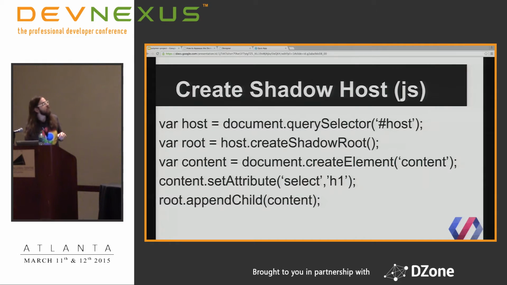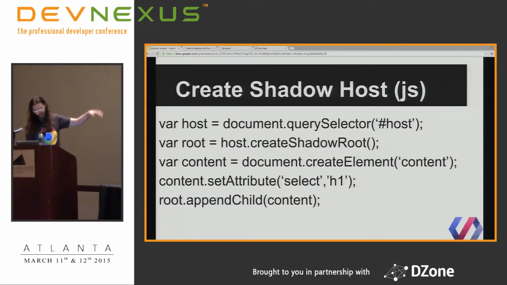Okay, so this is some unformatted code showing what it actually looks like to create a shadow host. In your JavaScript, you just create a host variable, use query selector to make the host, you make a root variable that creates your shadow root, then you give your content a name, and you can set your attribute to be whatever. It can be an h1, an h2, a div, a span, doesn't matter. And then you can use append child to put whatever content you want to encapsulate underneath that.